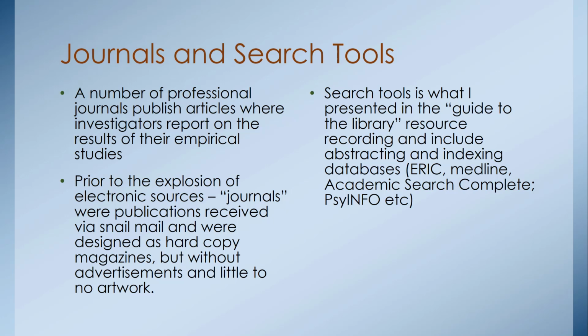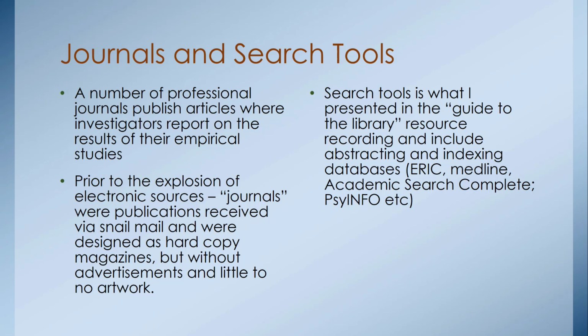When we talk about journal articles, there's a number of professional journals that publish articles that report research findings and report the empirical studies. These are actually now going to be pretty much found all online. There are still hard copy journals that are still mailed out to a certain extent. Many of these have gone to where they're actually providing them in an online format.